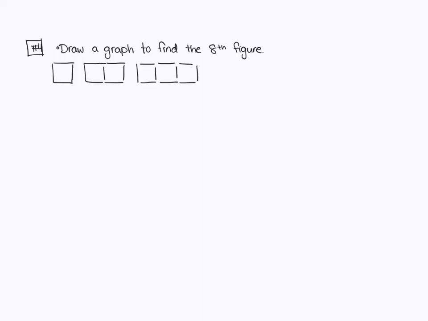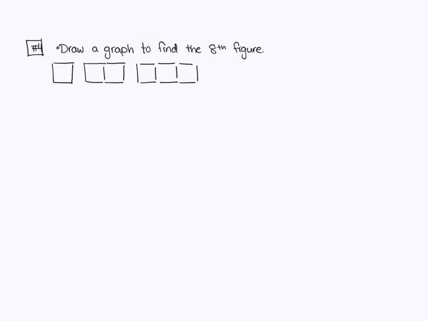So the 7th term is 22. Now for question number 4, I'm not going to go through everything with you, but I will start solving the first one. So it asks you to draw a graph to show how many toothpicks you would need for the 8th figure in the sequence. So you would be drawing your graph, and I'm just going to help you find the first few ordered pairs.